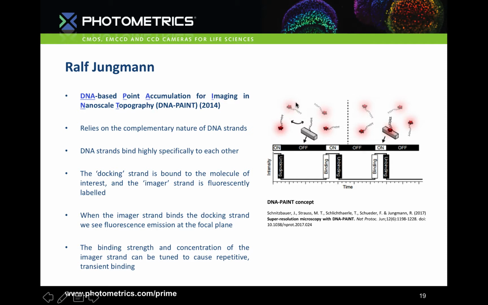When combined in solution, the imager strand binds the docking strand, producing fluorescent emission of a single molecule at the focal plane. The binding strength and concentration of the imager strand can be tuned to cause repetitive transient binding at a rate similar to blinking dyes seen in STORM. And then, like in STORM, the stochastic binding of imager strands to docking strands on the structure of interest over thousands of frames is reconstructed to create the final super-resolution image.